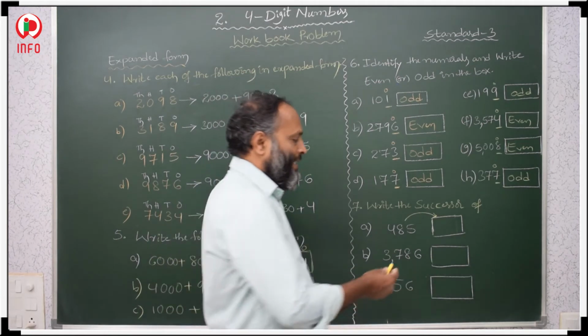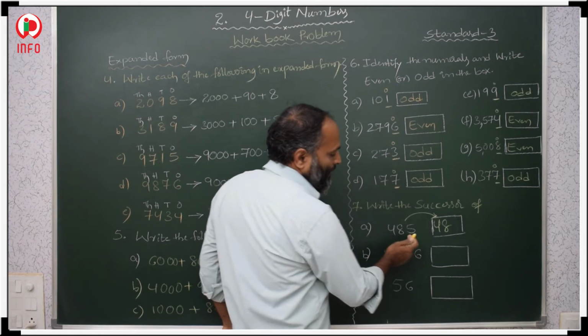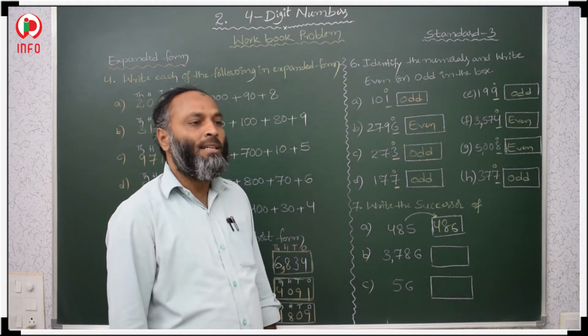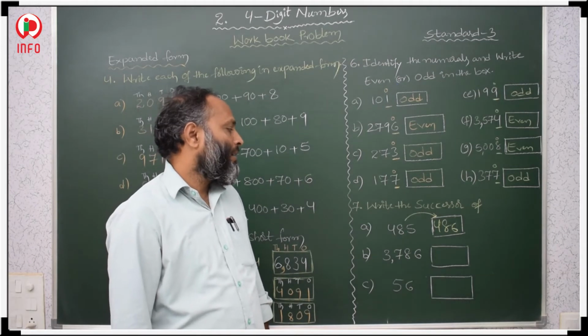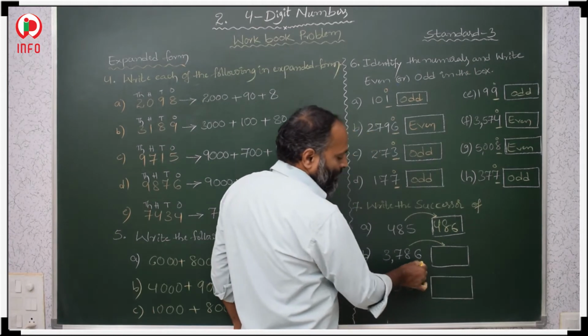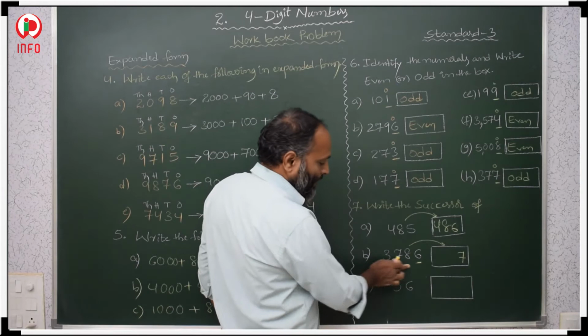48 we take as it is. After 5, which number will come? 6. So 486 is the successor of 485. Here also the last digit is 6, so after 6, 7 will come. This we keep as it is.